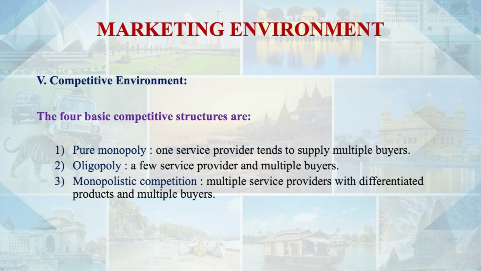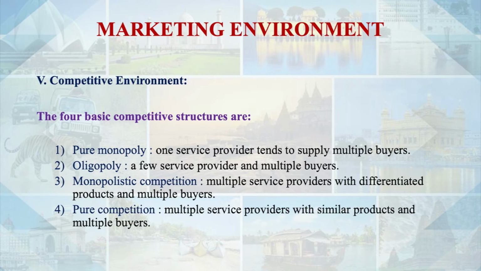Then comes monopolistic competition. In that case, multiple service providers offer differentiated products, and different kinds of buyers will also be there in the market. Then the pure competition situation is also found, where there are multiple service providers offering similar kinds of products and multiple buyers.